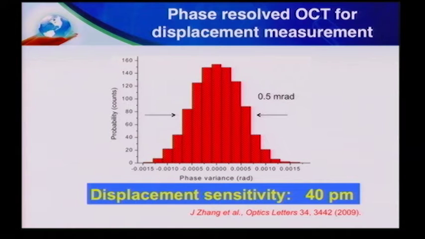If I just image a small displacement and look at the phase change with 1,000 averages, the standard deviation gives us a phase displacement resolution on the order of 40 picometers. So it's even smaller than a nanometer. Without the averaging, we can definitely image tissue displacement as small as a couple hundred nanometers or 10 nanometers and so on.